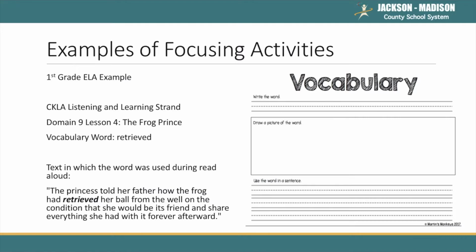Here are some examples of a focusing activity for first grade English language arts. This example comes from the CKLA Listening Learning Strand, Domain 9, Lesson 4. The anchor text is The Frog Prints. The vocabulary word from the anchor text is retrieved. Below, you see the text in which the word was used during a read aloud. For this focusing activity, students simply write the word, draw a picture of the word, and then use the word in a sentence.